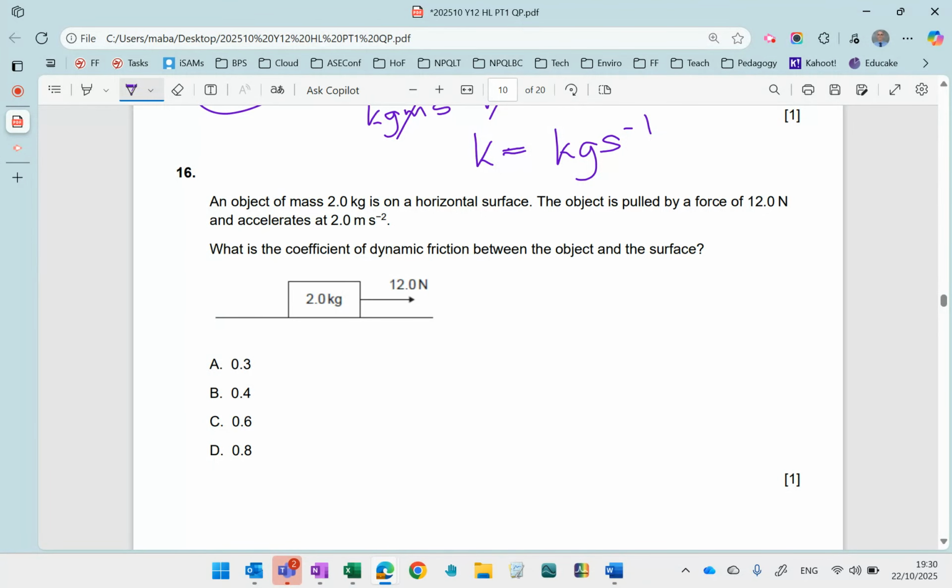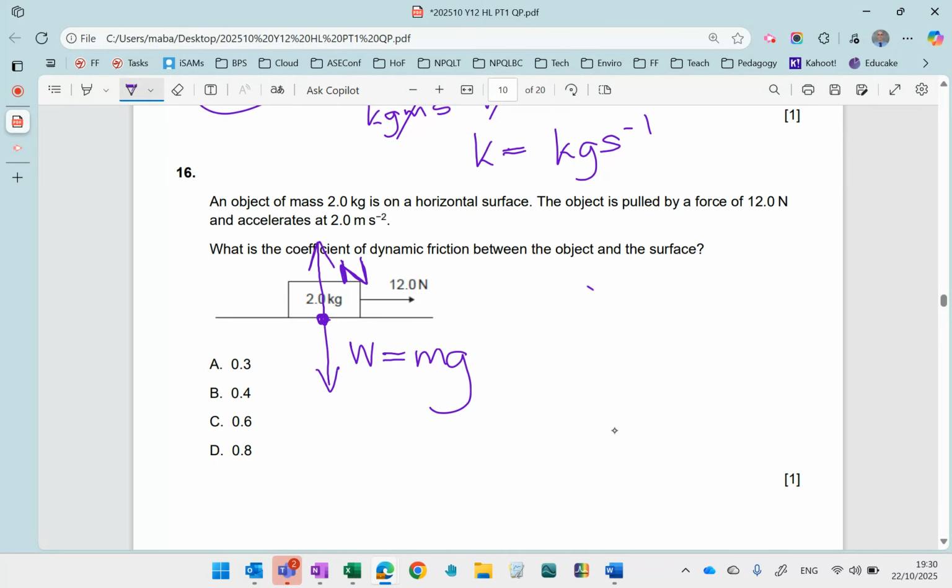16, last one, here we go. So we've got the weight of the block downwards, and because it's on a flat surface, that's going to be balanced by the normal reaction force upwards. The weight of the block is just mg. What else do we need? The object is 2 kilograms, and the pulling force is 12.